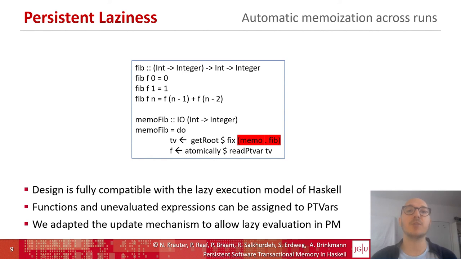In our benchmarks, we saw that for the memoizing of the first 150,000 Fibonacci numbers, we have an overhead of 4 to 5x when storing it persistently on Intel's Optane DC persistent memory versus the volatile counterpart. However, now you can amortize this overhead across multiple runs and not just the current run.